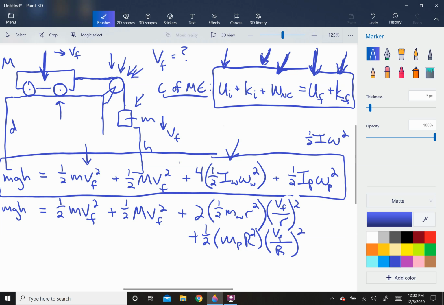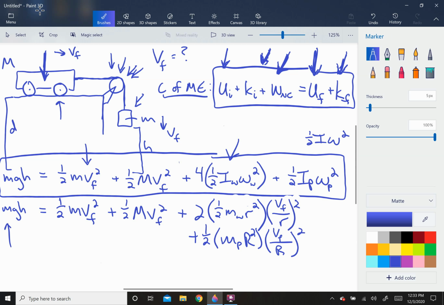And so then we have all these different things, but now we have a bunch of stuff that we know, okay? We were given the mass of the block. We were given the mass of the cart and the wheels together. We were given the mass of each wheel. We were given the mass of the pulley. We were given the radius of each wheel. We were given the radius of the pulley, okay? And all we want to do now is solve for the thing we want to know, VF, okay?